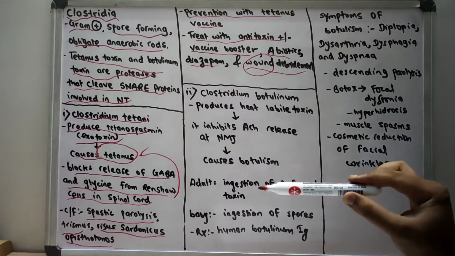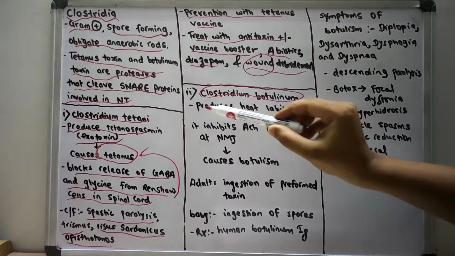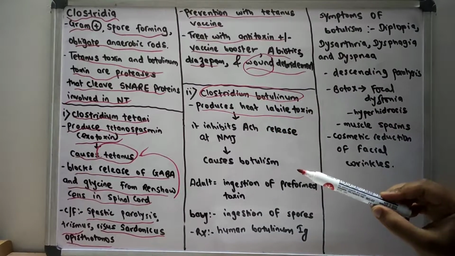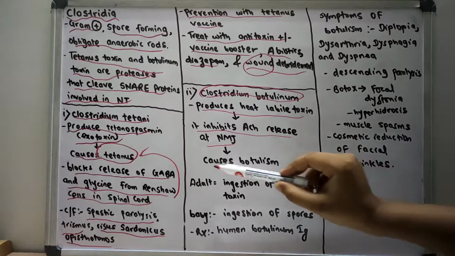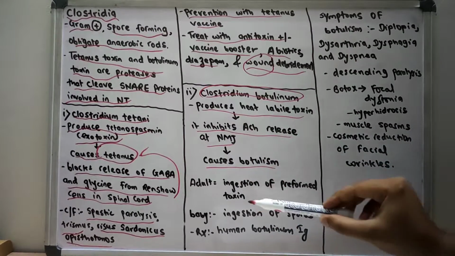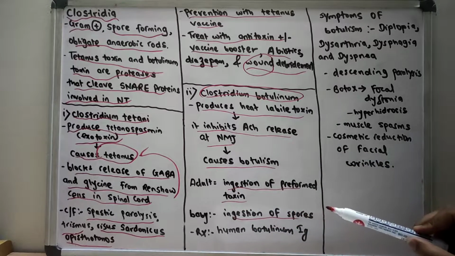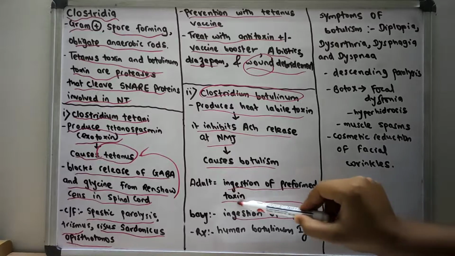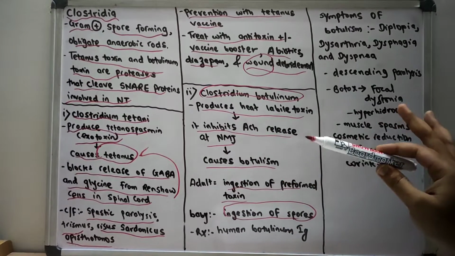Now let us discuss Clostridium botulinum. Clostridium botulinum produces a heat labile toxin. The heat labile toxin inhibits the acetylcholine release at the neuromuscular junction, and it causes botulism. How it occurs is that in adults it occurs due to ingestion of the preformed toxin, whereas in babies there is ingestion of the spore. The ingestion of the spore can occur after ingestion of honey that has the spore of Clostridium botulinum.